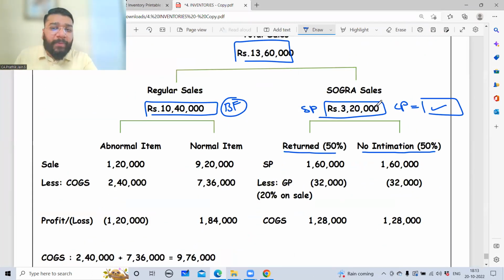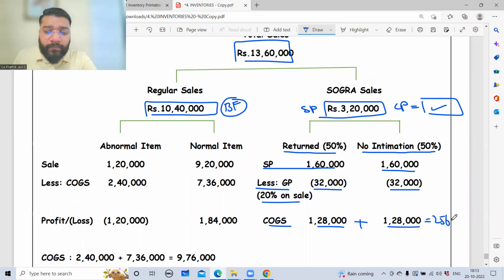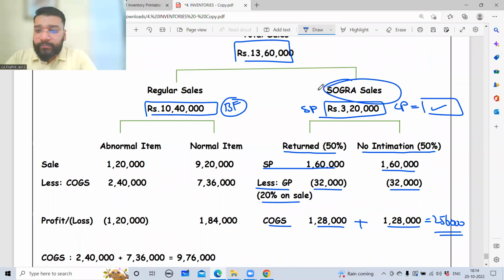So here 3,20,000, guys, if I split it in half, sale price is 160, 160. If I minus 20% profit, 32,000 each, I'll get cost of goods sold 128, 128. If I add these both, it will be 256. So are we clear with this part? Are we clear with the SOGRA sales part? Please tell me yes or no. Offline, everyone is clear. Online? Yes, sir.